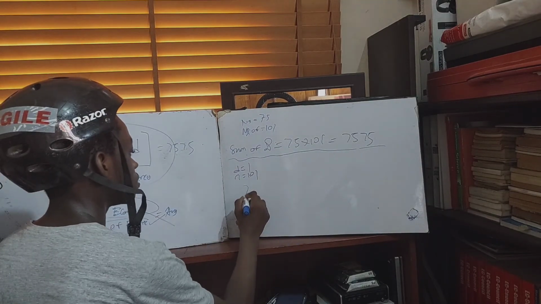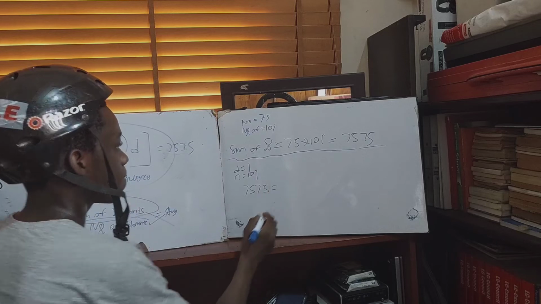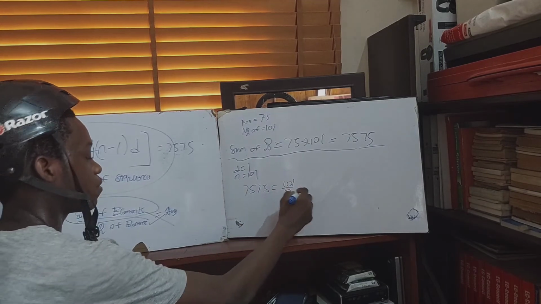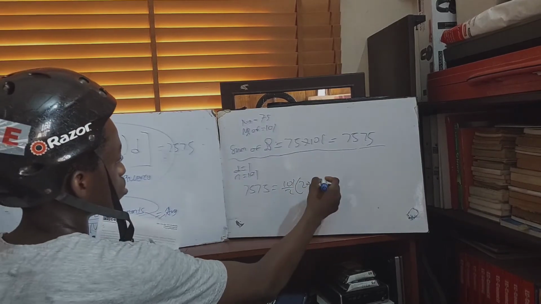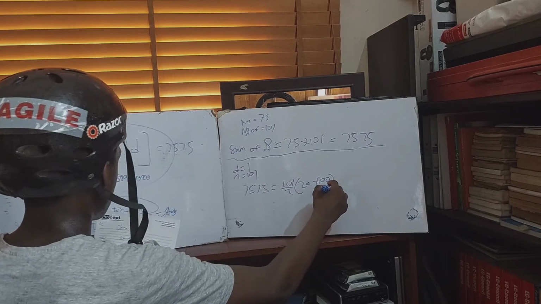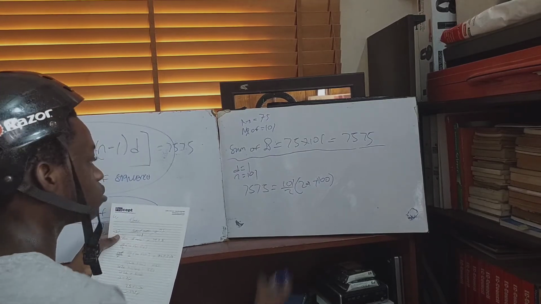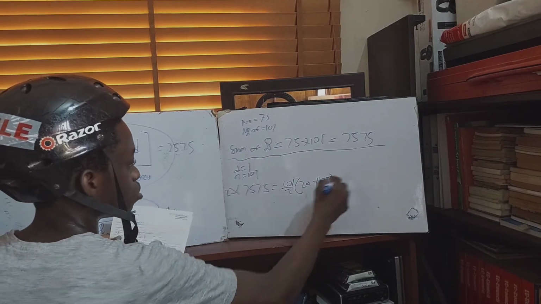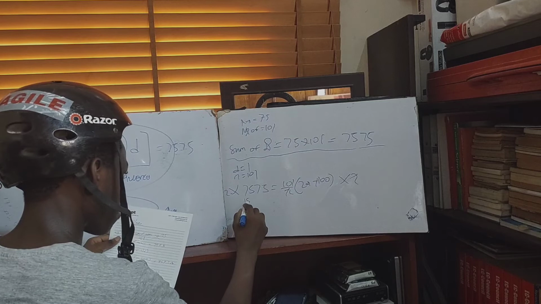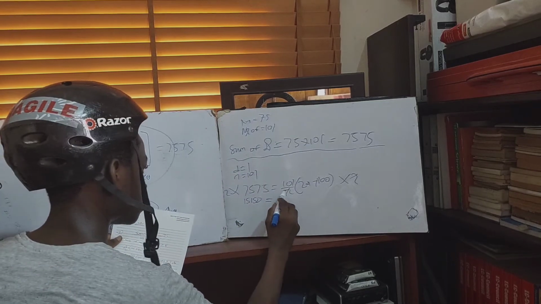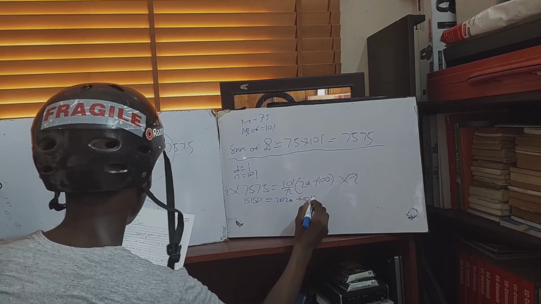So this is how we do it. 7575 will be equal to, since it's n over 2, 101 over 2, open bracket 2a plus n minus 1, 101 minus 1, which is 100. And remember I said d is 1, so that's why I didn't put it. So we can actually multiply both sides by 2, so that this will cancel out. So if we do that, we'll get 15150 equals to, then you can now open this bracket, 202a plus 10,100.